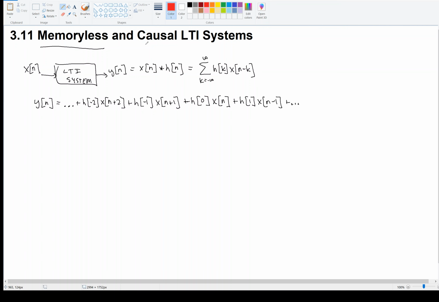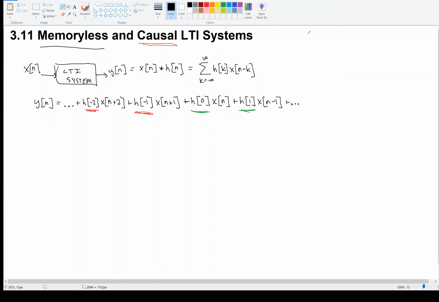So what that means for causality now is that this has to be 0, so that it wipes out the contribution of x in the future. This has to be 0 to wipe out the contribution of x in the future. And all of these must be 0 to negative infinity. However, h of 0 can be non-zero, so that the current x is contributing to the output. This h1 can be non-zero, so that the previous x can contribute to the current output, and so on.